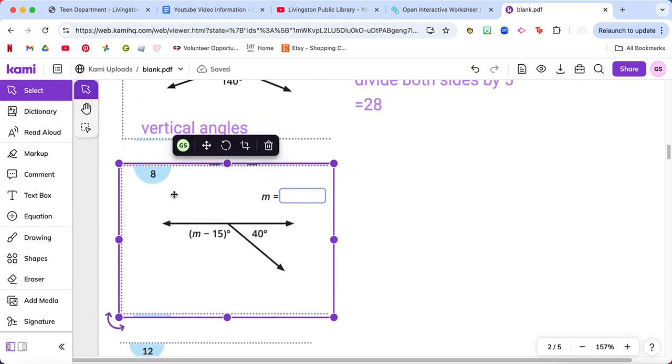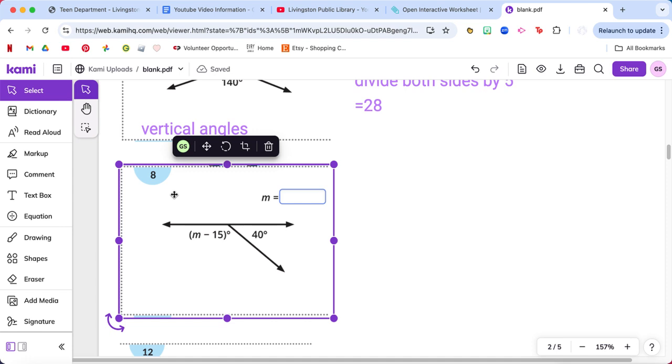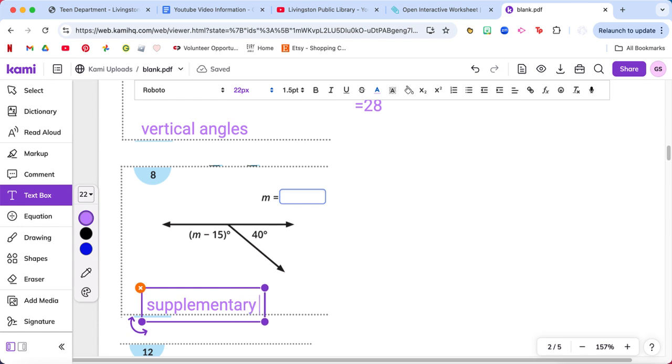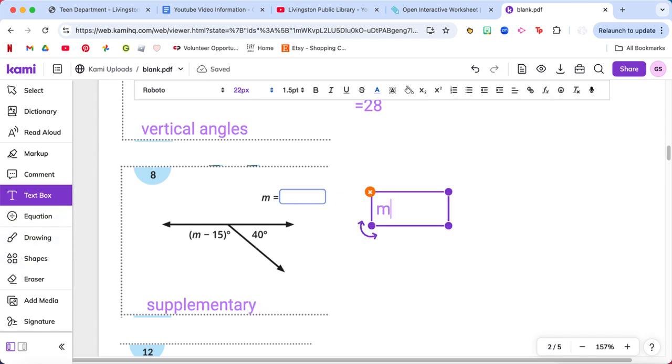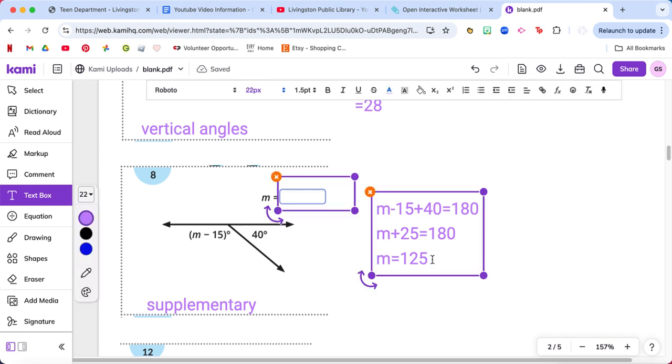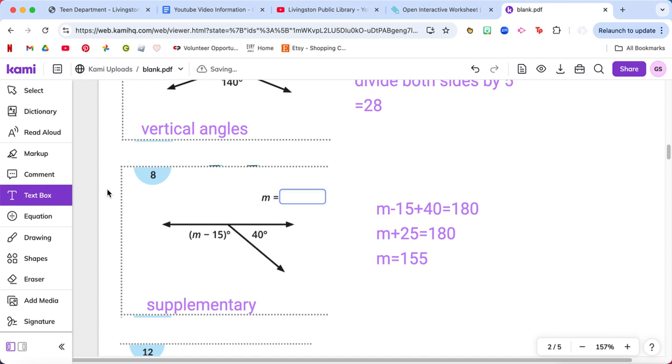Next, this problem. This is kind of an application of the supplementary problem. Basically they have to equal 180. So we're just going to add them up. It looks harder, but it's not. We just add both of these up to 180. So m plus 25 equals 180, since we have to combine like terms. So m should equal 125 since we subtract the 25 from the 180. Well, we subtract the 25 from both sides. So my mistake. It's going to equal 155.